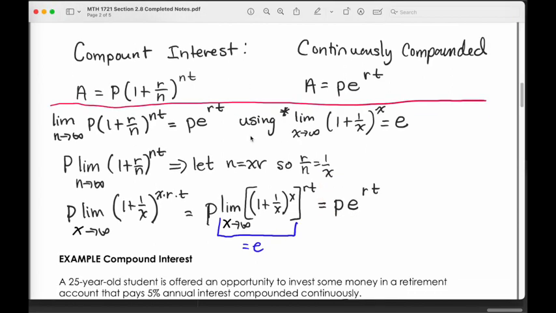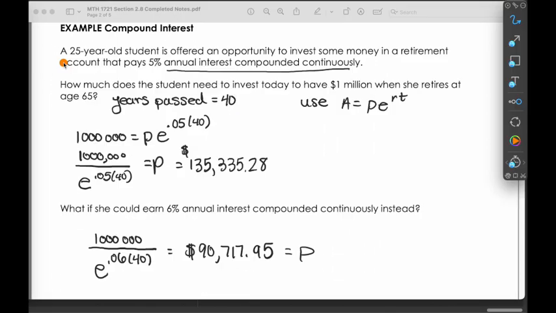So let's go ahead and use this in an example. A 25-year-old student is offered an opportunity to invest some money in a retirement account that pays 5% annual interest compounded continuously. As soon as I see this word compounded continuously, I know I'm going to be using this equation here. Now the question says, how much does the student need to invest today if the student wants $1 million when she retires at age 65?